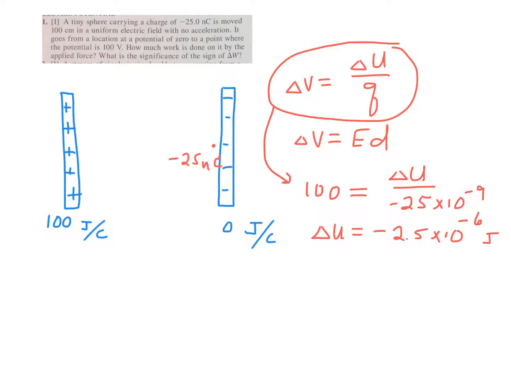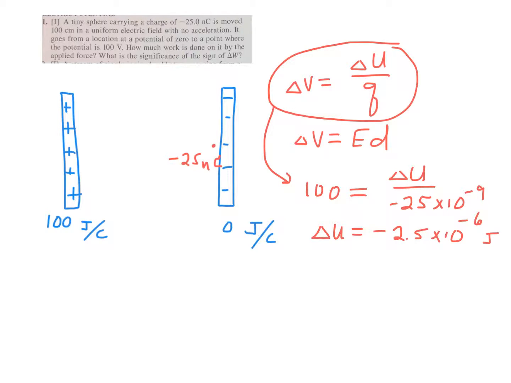Alright, so it will lose 2.5 microjoules of potential energy because that negative charge has more potential energy by the negative plate than by the positive plate, opposite of what would happen to a positive charge. So it lost potential energy, but it didn't gain any kinetic energy. So bottom line is the worker did negative work.